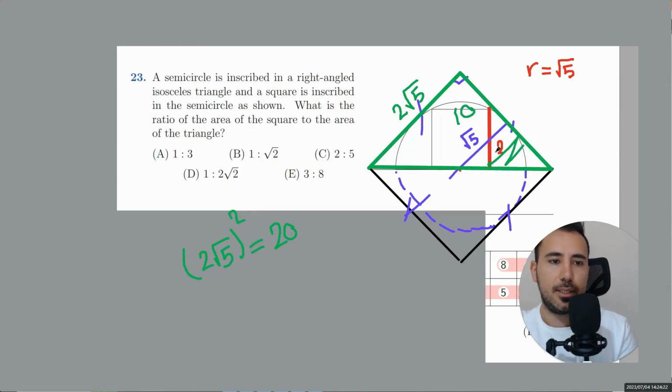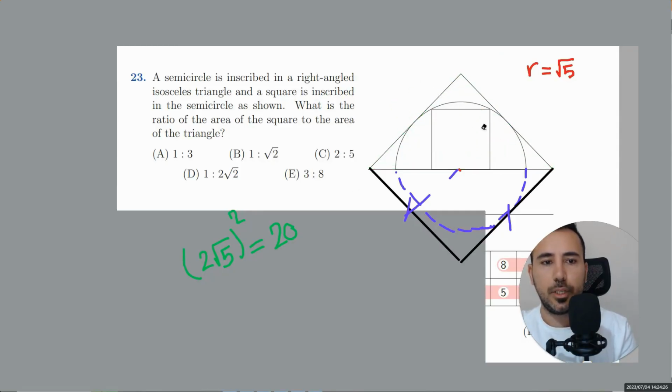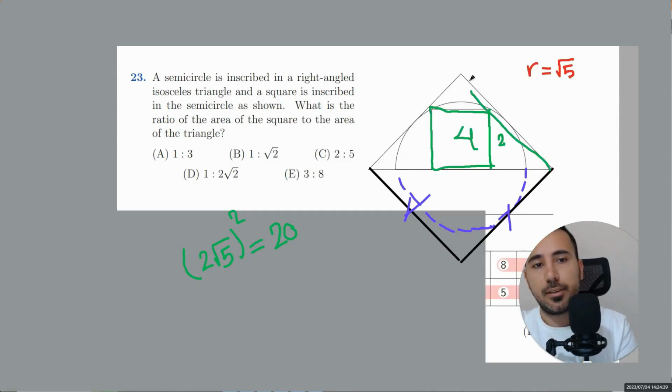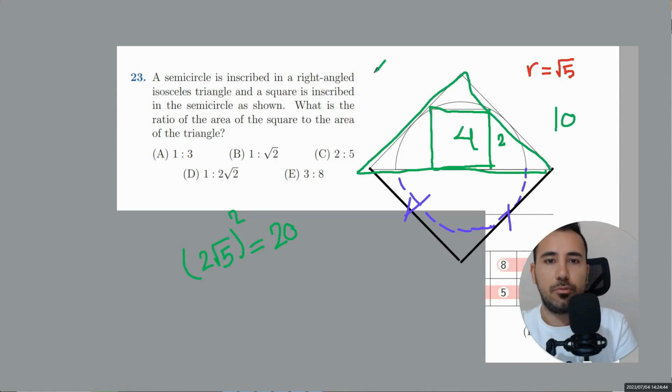The area of this is 10. So now, what does the question want? The ratio of the square to the triangle. Remember, I said this is 2. If this is 2, then the area of the square will be 4, and the area of this triangle would be 10. So 4 over 10 is the same as 2 over 5. So that's the ratio. C is the right answer.